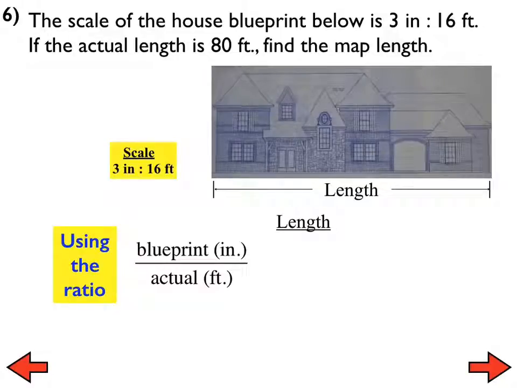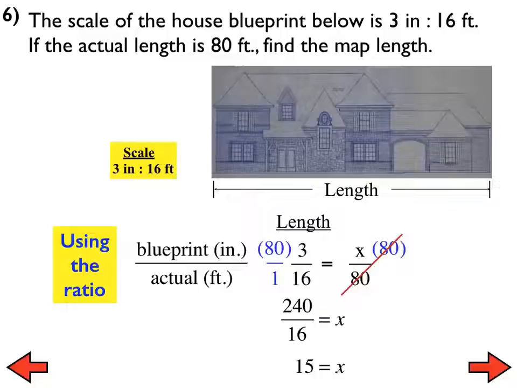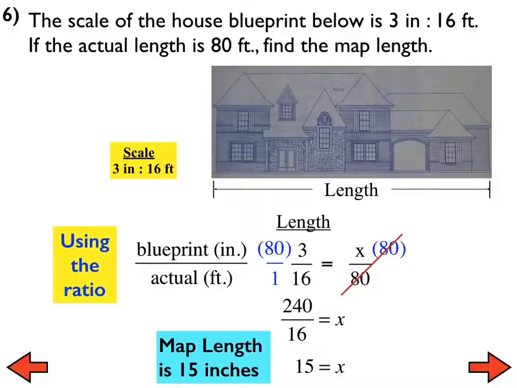I want to know how long, let's say I'm the one drawing the blueprint, how long to draw this house if I know that my real house is 80 feet. So 80 being the real number, the actual distance number, is that the top number or the bottom number? The 80 goes on the bottom because that's actual length. Now you can solve for x. I'll let you do that. X equals 15 feet or inches? Which one? Inches. Good, because we wanted to know the blueprint length. So the blueprint length is 15 inches.